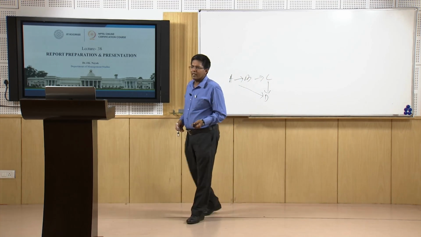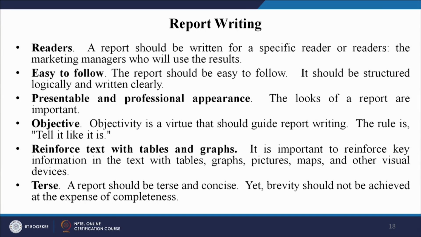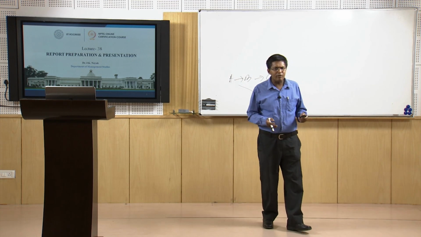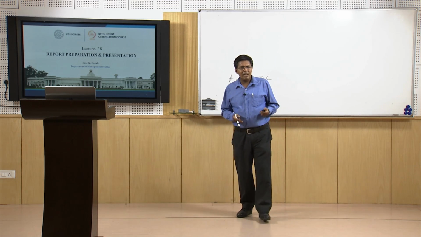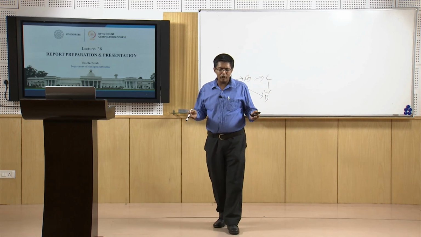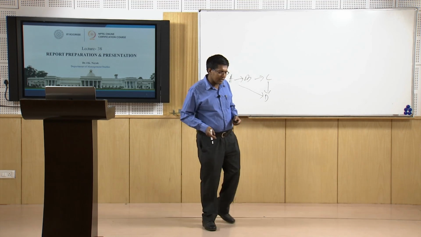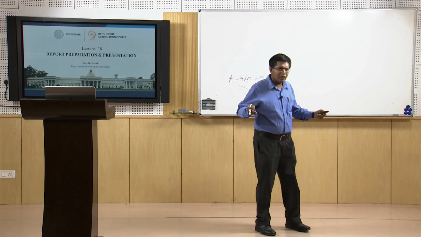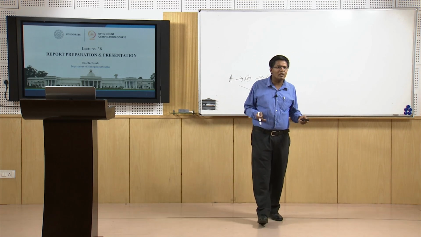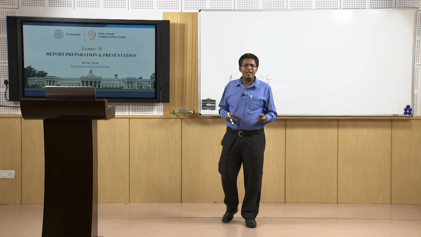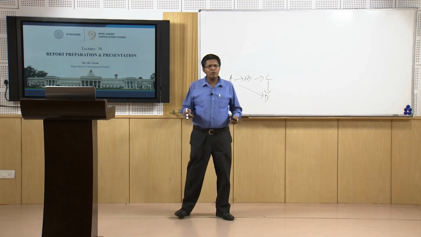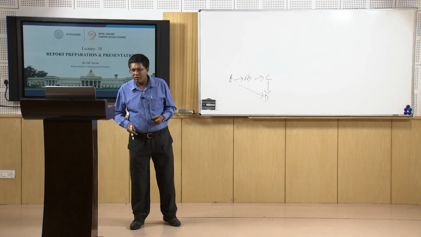Okay. Terse: a report should be terse and concise, that means it should be brief, yet brevity should not be achieved at the expense of completeness. Now, that is a trade off, right. To be brief and concise, or to be more specific and narrow it down, you should not do so at the expense of completeness. So, there has to be a trade off. In trying to explain too much, sometimes you start writing unnecessary things which are not wanted, and neither should you try to make it extremely brief.